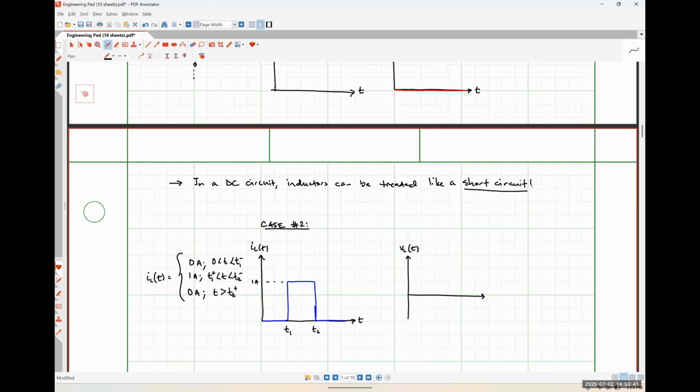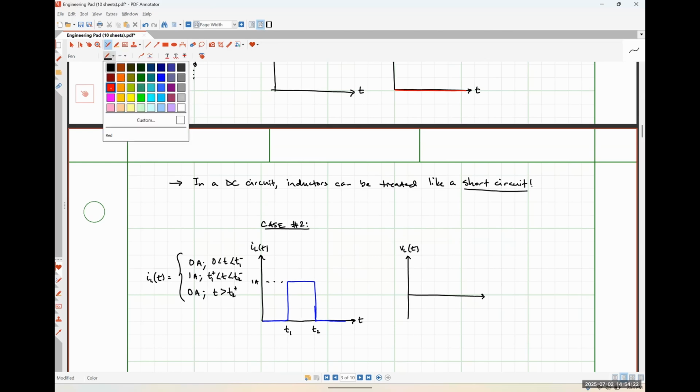So what's our derivative at T1? Anybody care to venture a guess? So I would say that it is infinitely large. The reason why I'm saying that it's infinitely large is because our rise is 1 amp, but our run is 0 seconds, right? Because it instantaneously changed from 0 amps up to 1 amp.